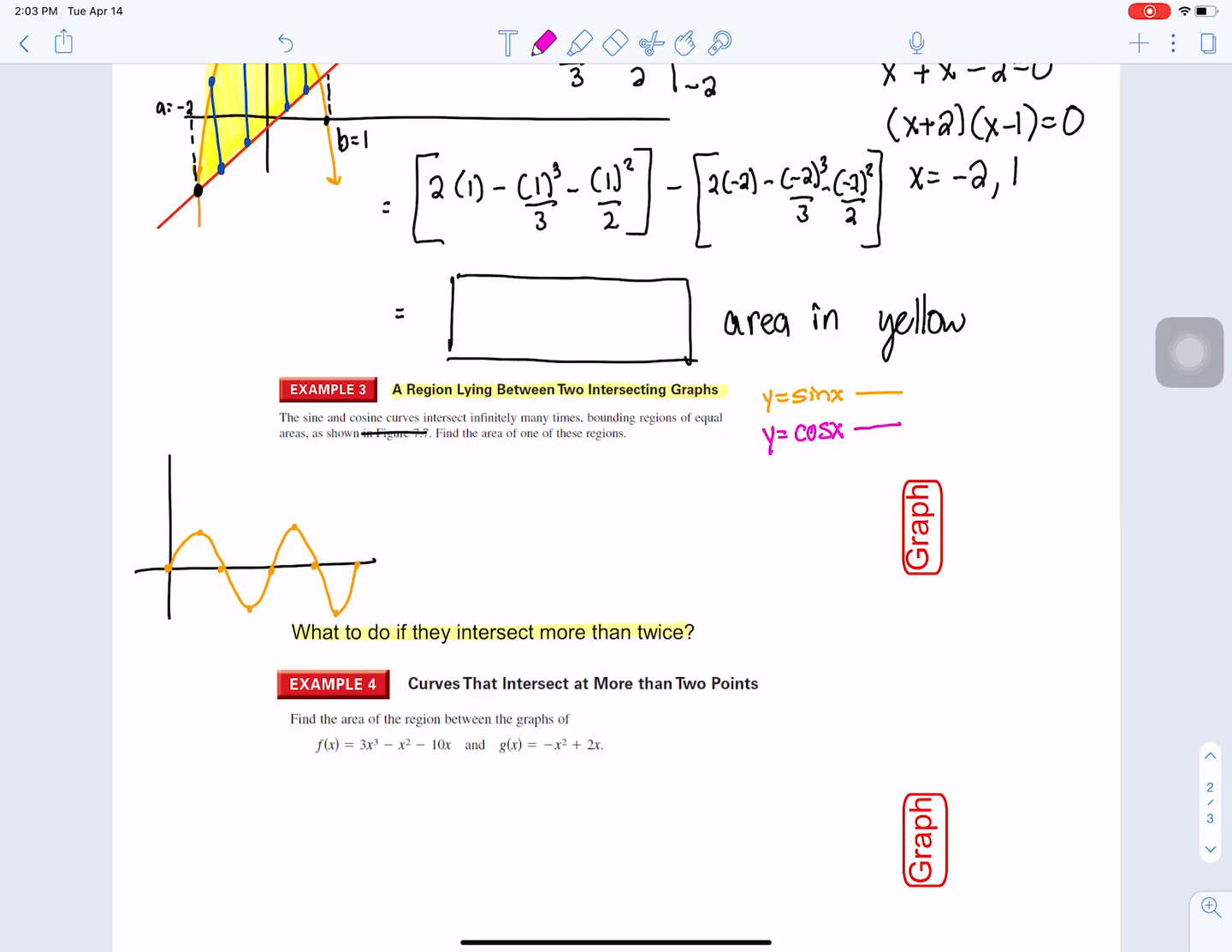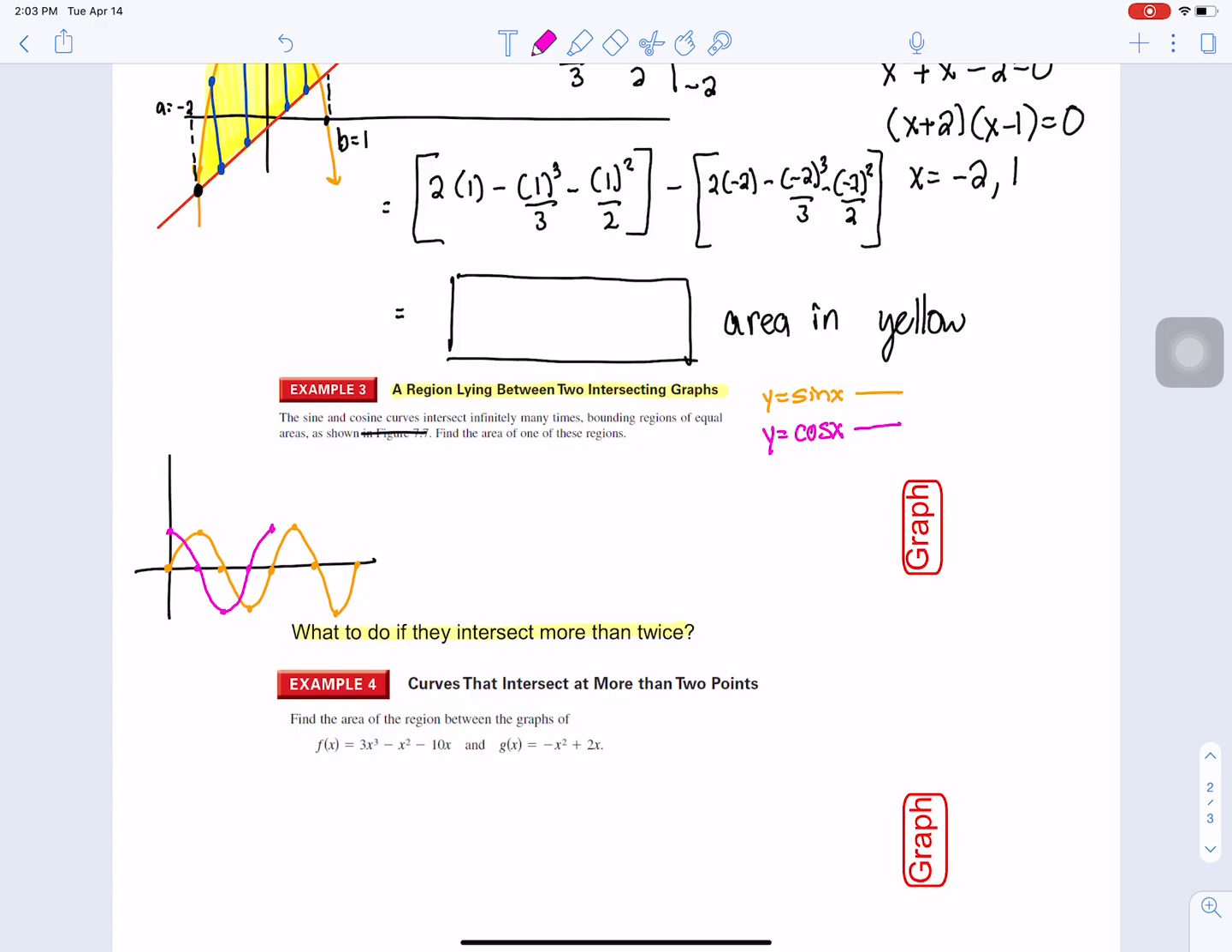Now cosine is different because it starts at 1, so high, middle, low, middle, high. So there's one cycle of cosine.